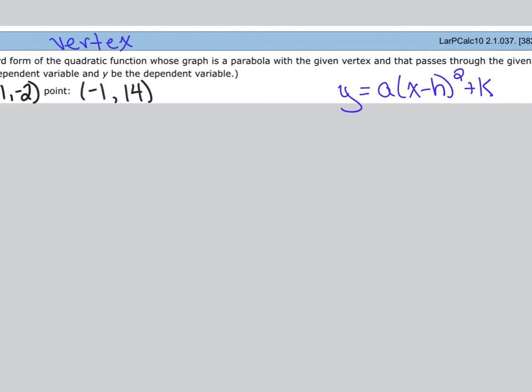Okay. I'm hoping that you have Y equals A times X minus 1 squared plus negative 2, or minus 2. Okay. And that is what you want to stick in for your X and your Y.